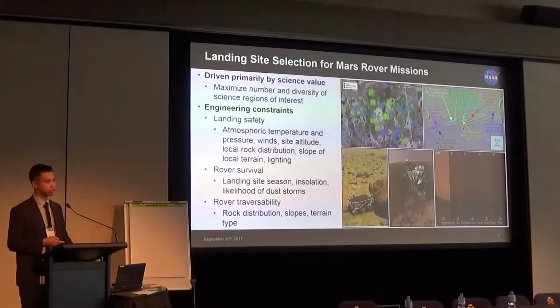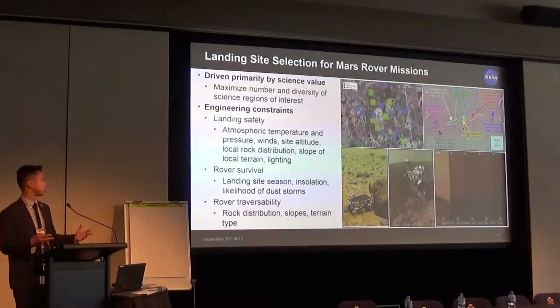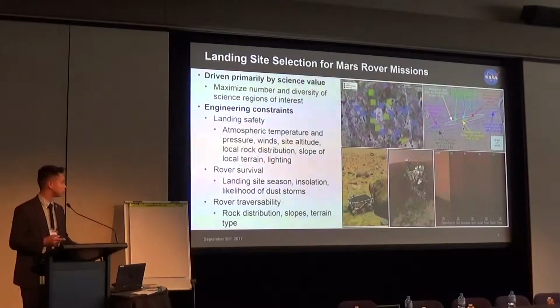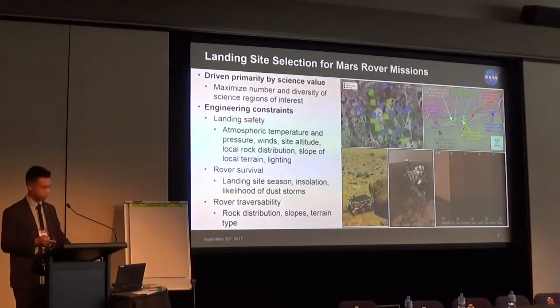We're also interested in rover traversability. So what is the rock distribution, what are the slopes and the terrain type. We historically wanted to avoid sand dunes because we got stuck in them. With Curiosity, we're relaxing that constraint. We want to drive in softer materials so that we don't damage the wheels, as Bob mentioned. And it's very difficult to navigate through a rock field like this, so we try to avoid things like that.